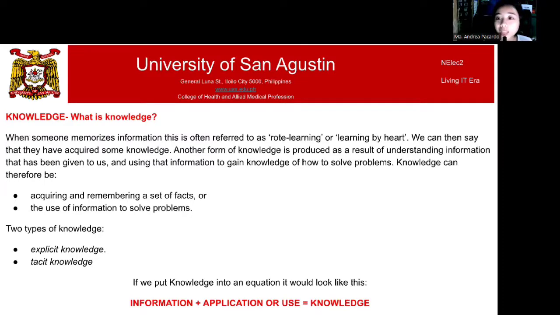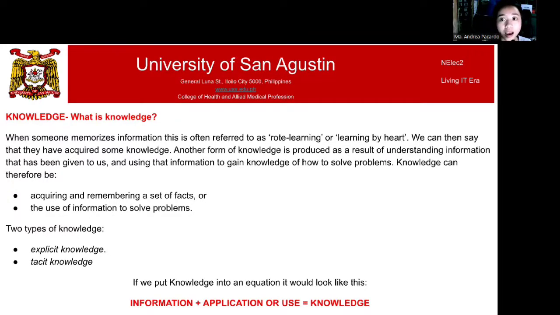There are two types of knowledge. The first type is explicit knowledge. This is knowledge that is easy to pass on to others, and it is usually contained in encyclopedias and textbooks, and can be found in many different media. Tacit knowledge is a kind of knowledge that is difficult to pass on to others, for example learning a foreign language or learning how to bake bread. So if we put knowledge into an equation, it would look like this: information plus application or use becomes knowledge.